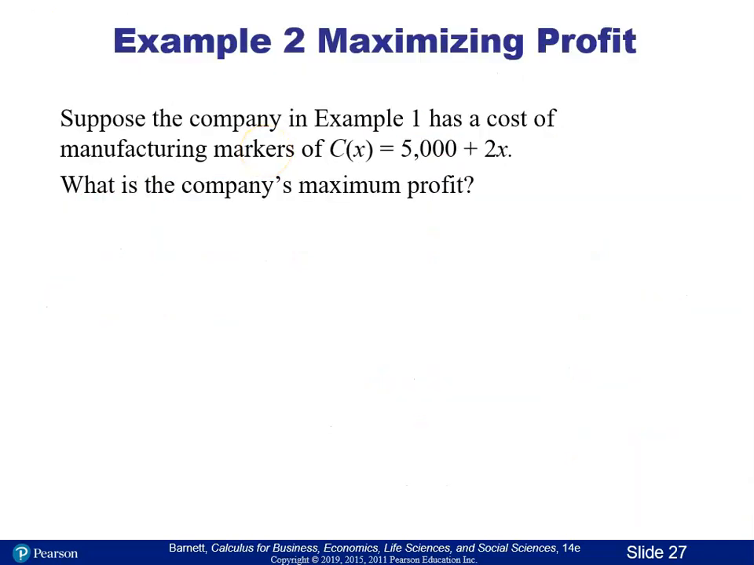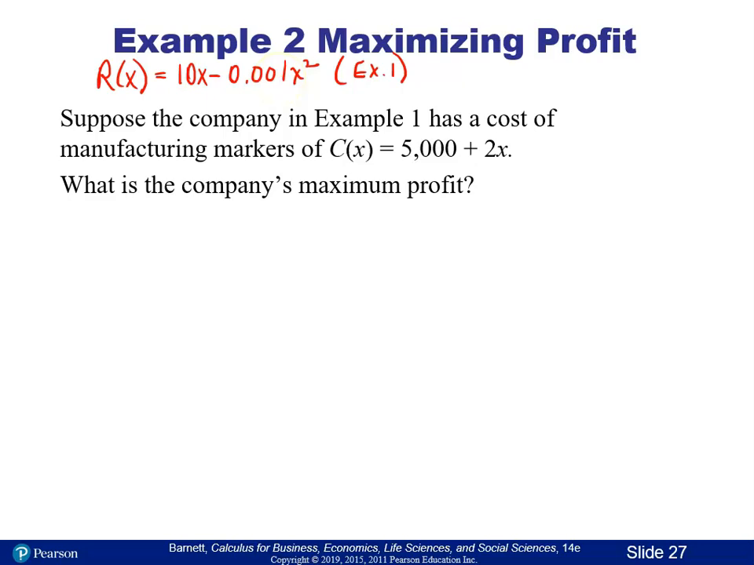Okay, this one's a little bit different because it deals with maximizing profit, not revenue. So we're going to build from the example that we saw in example 1 and use some of that information that was provided to us. We found that the revenue was 10x minus 0.001x squared. So that's a carryover from example 1 that gave us that to work with.